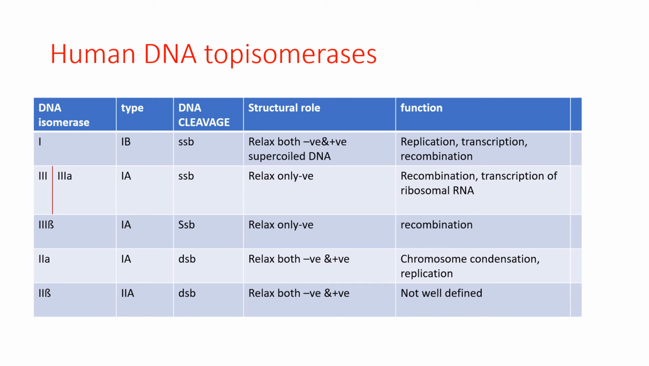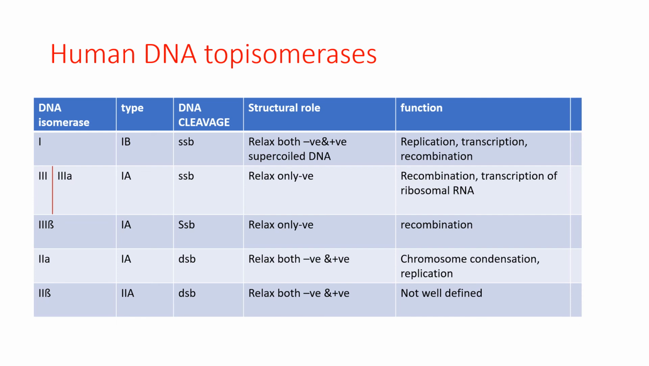And this slide is just showing you the difference between topoisomerase first and topoisomerase second. These are the human DNA topoisomerases. The first DNA topoisomerase, its type is 1B, and DNA cleavage occurs at single strand base pairs. It relaxes both negative and positive supercoiling of DNA, and its function is replication, transcription, and recombination of DNA molecules. SSB is single strand break; it breaks the single strand.